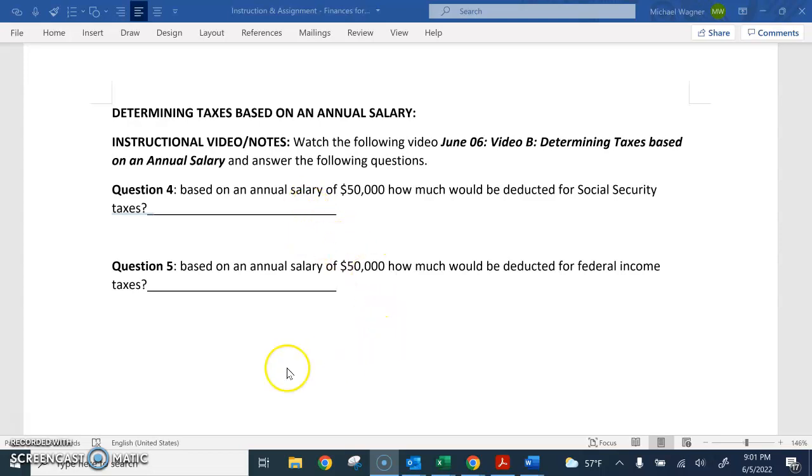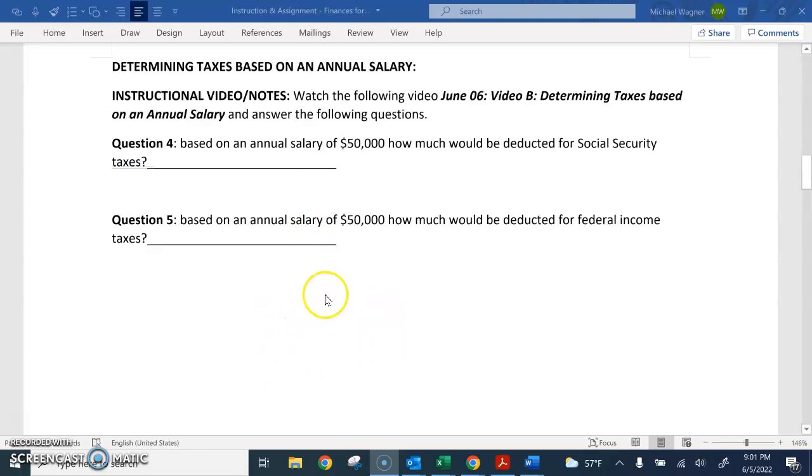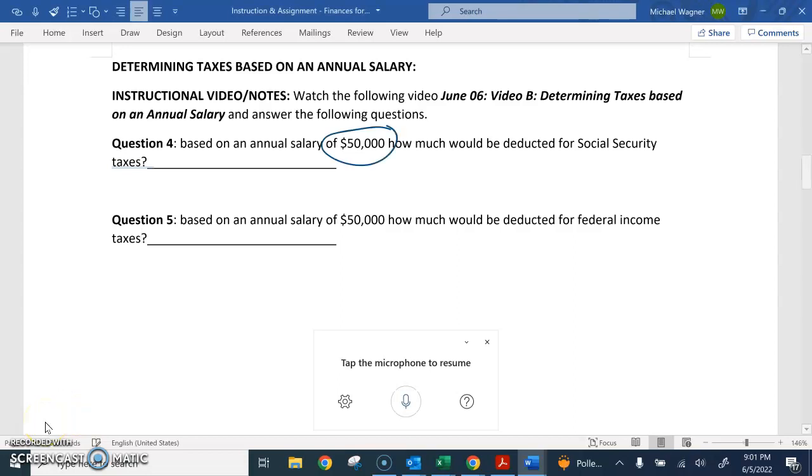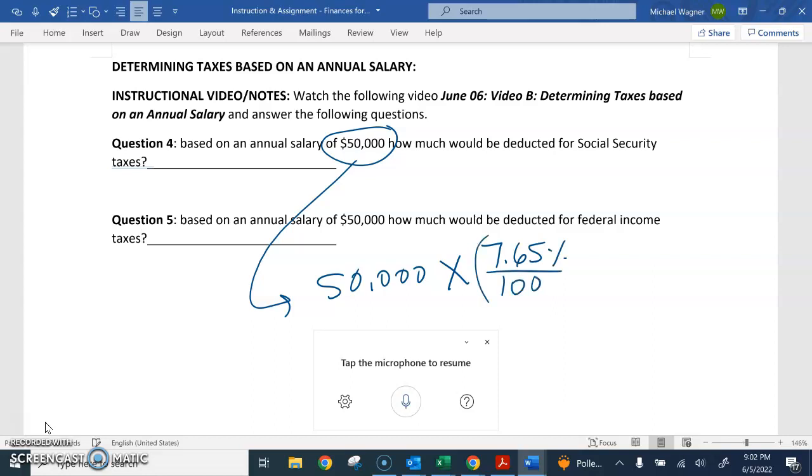Well, it's pretty straightforward. It's basically just 7.65% of your salary. So to figure that out, you would take $50,000 and multiply it by 7.65, the percent, divided by 100. So one thing you can do is turn this into a rate first. Basically, you take 7.65 and divide it by 100, and then you'd multiply that by 50,000.